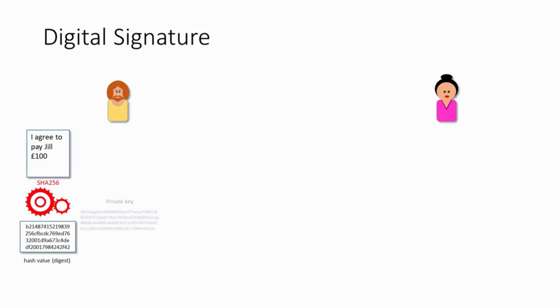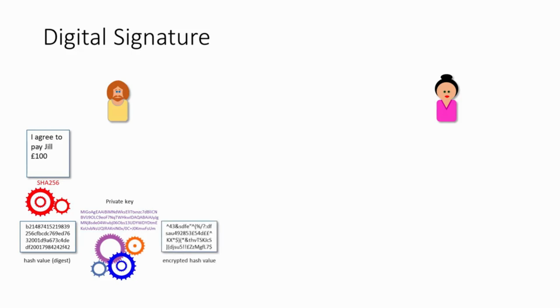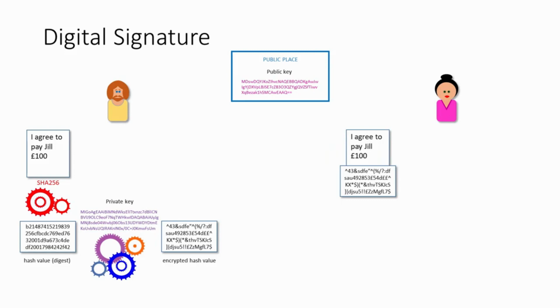Some software on Jack's computer now encrypts the hash using Jack's private key, and the encrypted hash is embedded in the original document. The document now has a digital signature. Jack sends Jill a copy of the signed document. He also sends her a copy of the public key. Alternatively, he can put the public key on a website for Jill to go and fetch.